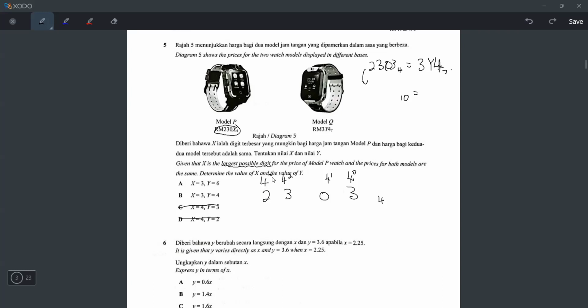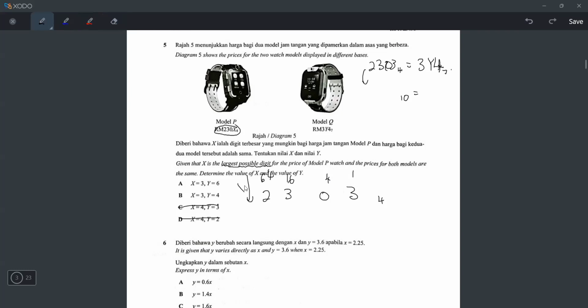The common mistake is students sometimes forget to start with power 0. They write power 1 here, and it's wrong. Okay, so 4 power 0 is what? 1. And 4 power 1 is what? It's 4. And then 4 power 2, I think it's 16. So you can use calculator. And 4 power 3, you use calculator, what do you get? 64. So these are all the place values.